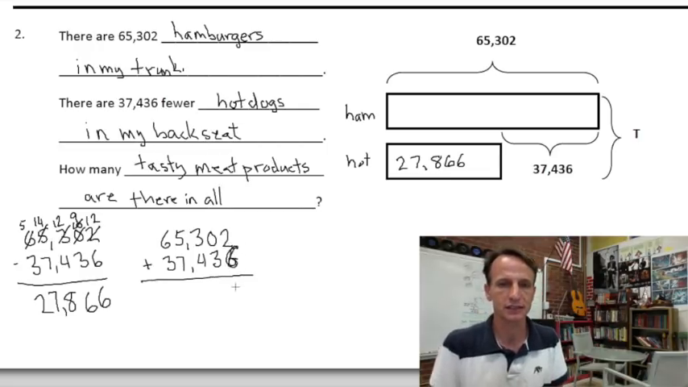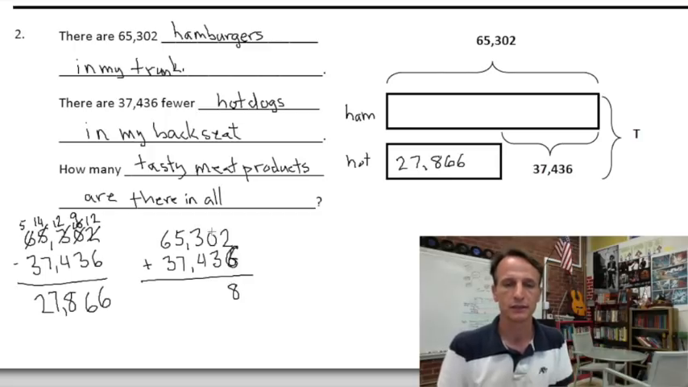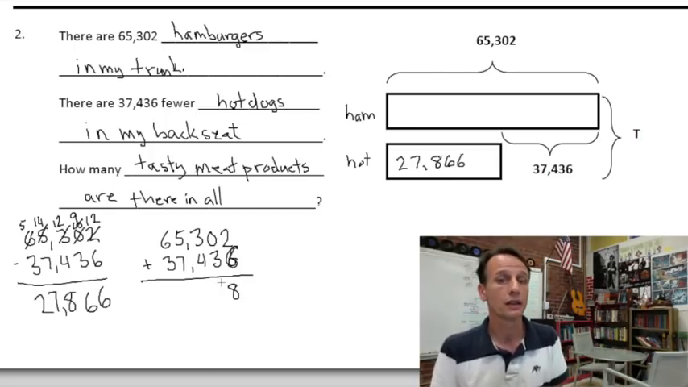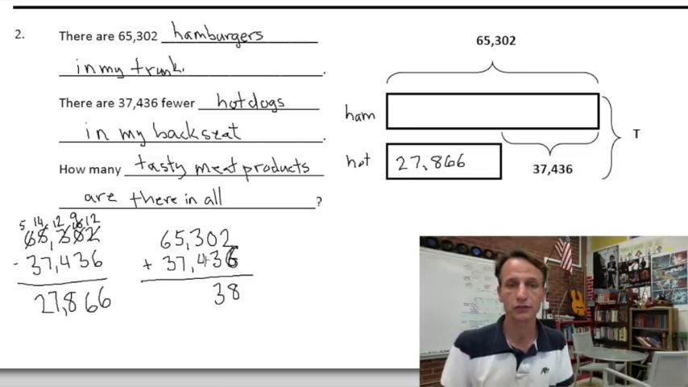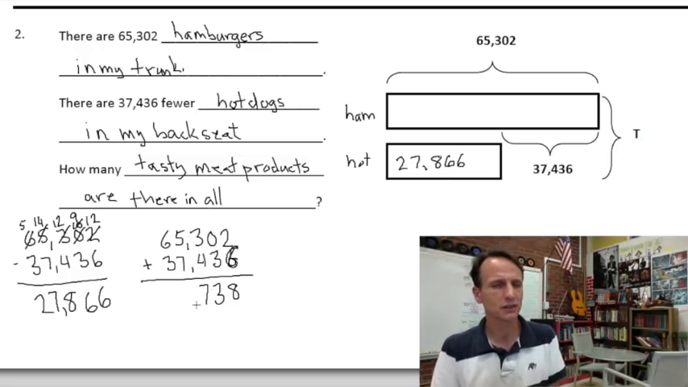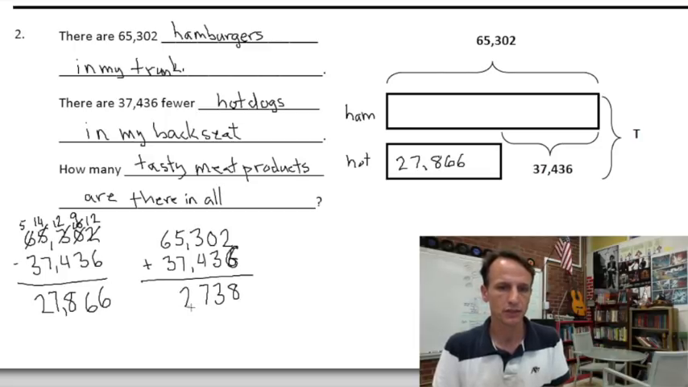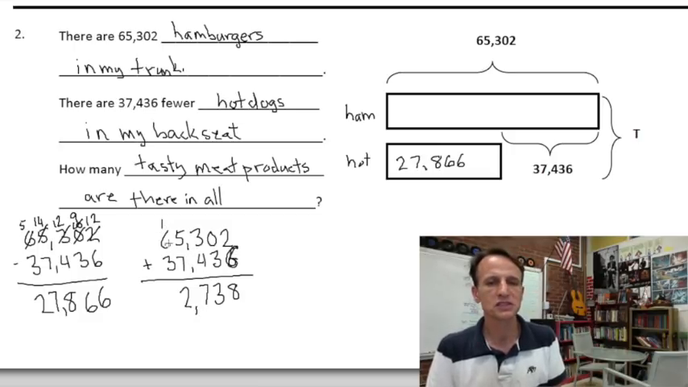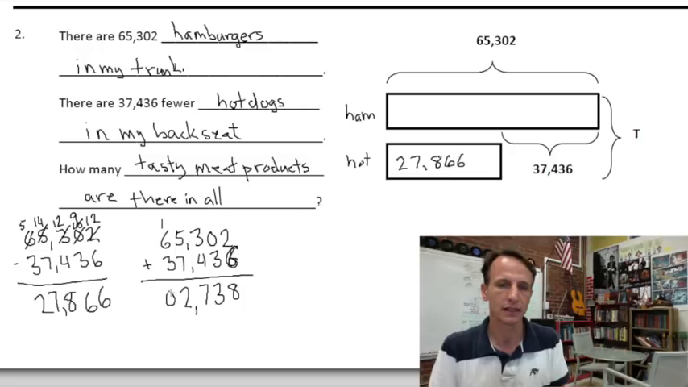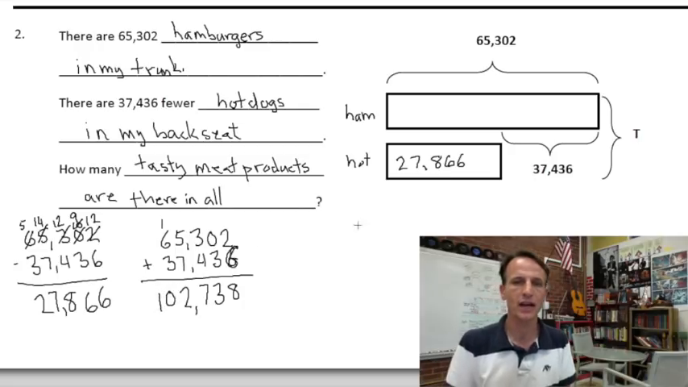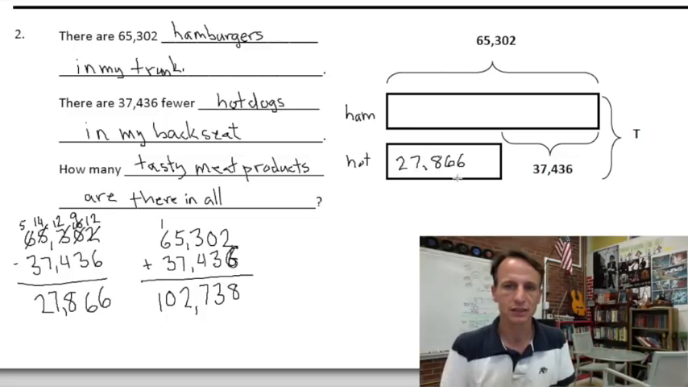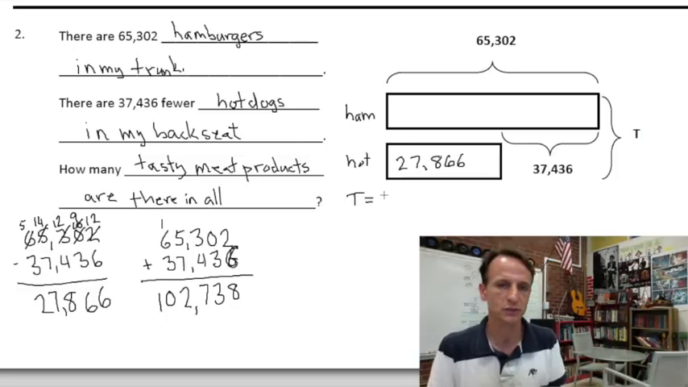Okay, 2 and 6 make 8. 0 and 3 together, 3. 3 plus 4 is 7. 5 and 7. You know that one? 5 and 7? Got it? 12. Good. Place the 2. Regroup that 1. Drop the comma while we're here. 1 and 6 are 7, and 3 more make 10. All right. So now I have a value for t. T equals tasty meat products. That's what T stands for.